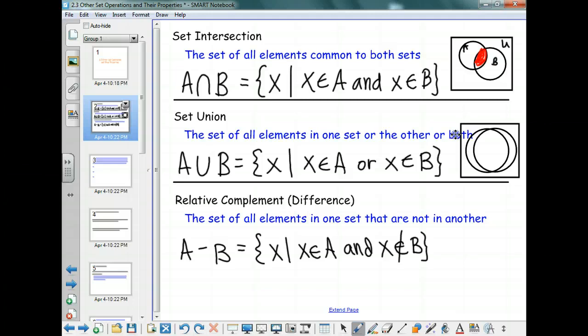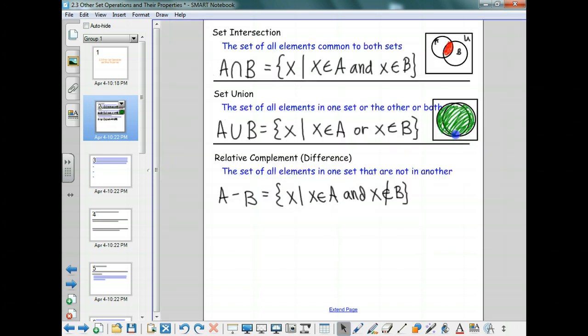The union means I color both entire circles, and you get everything. Yours, mine, and ours, like the movie. Does anybody know that movie? Okay, same thing. Yours, mine, and ours. You get it all. Okay, so that's the union.